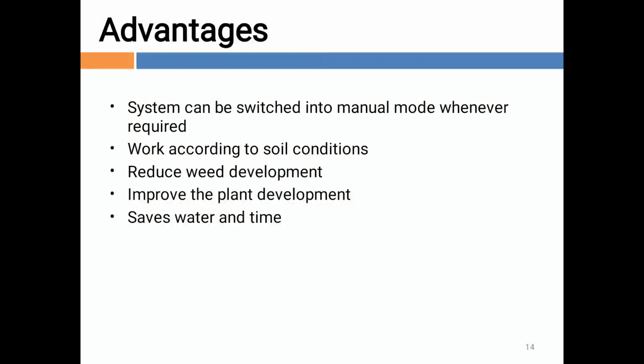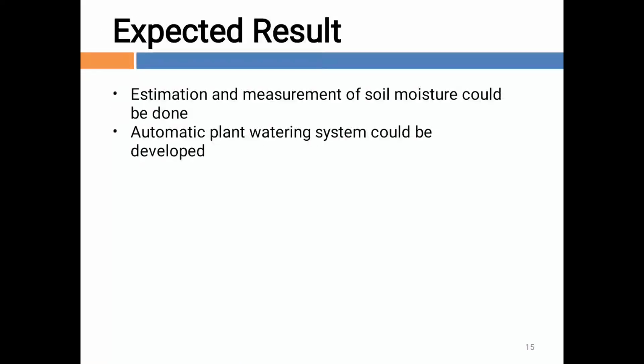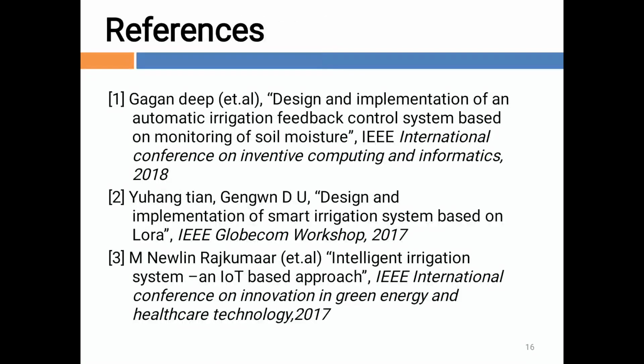Advantages. The system can be switched into manual mode whenever required. It works according to soil condition. It reduces weed development, improves plant development, and saves water and time. Expected result. Estimation and measurement of soil moisture could be done. An automatic plant watering system could be developed.